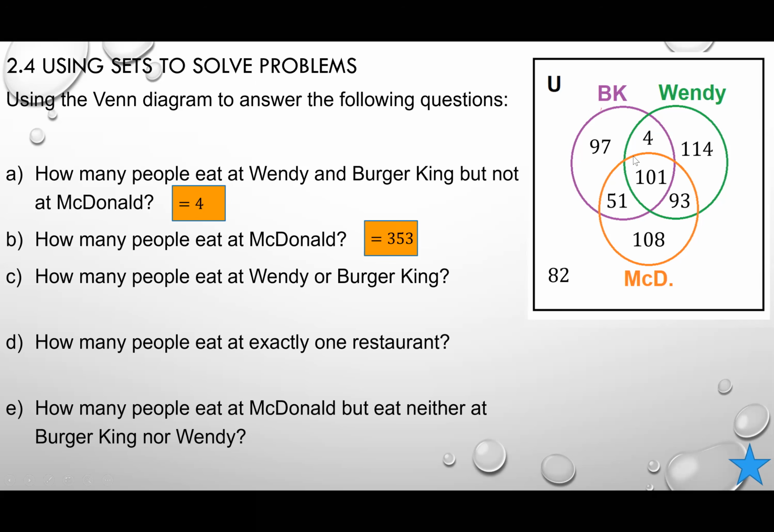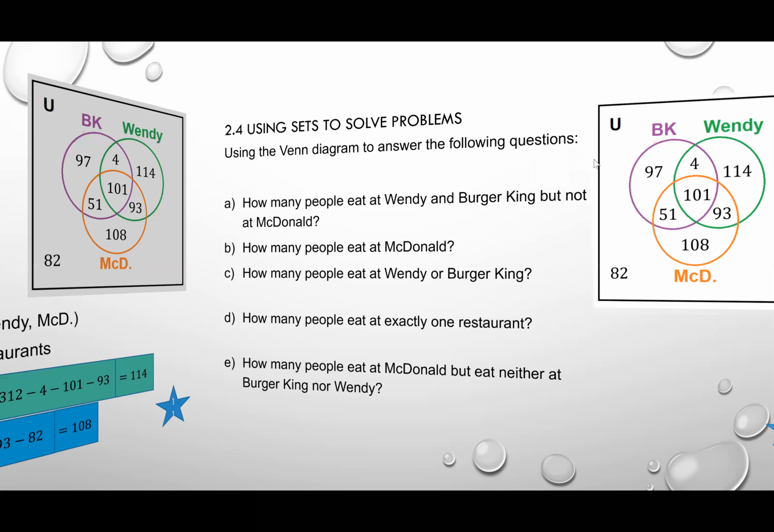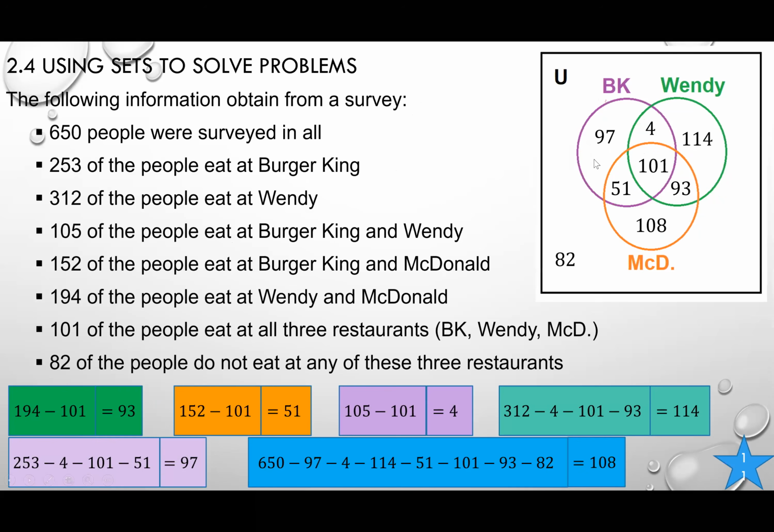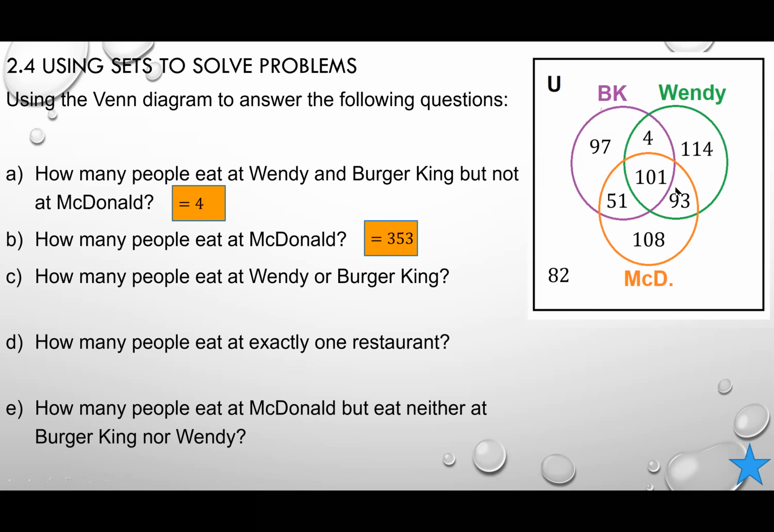Okay, they won't ask you how many people eat at Burger King or Wendy's because they gave us that information before, right? 251 eat at Burger King, 312 eat at Wendy's. They did not give you how many people eat at McDonald's, and that is why this question over here asks how many people eat at McDonald's, which is you add all these numbers up. Okay. Now, any question with A or B?